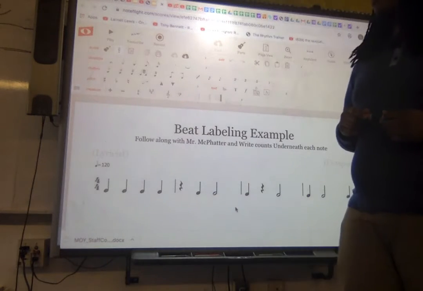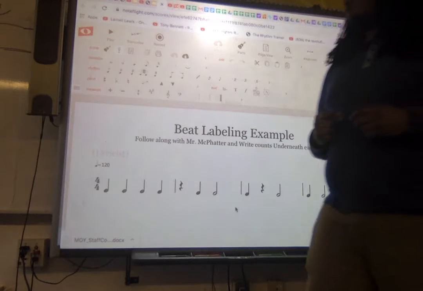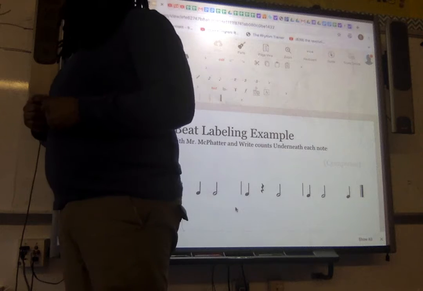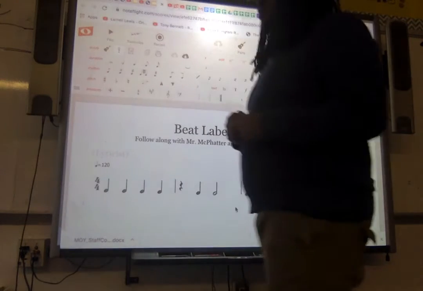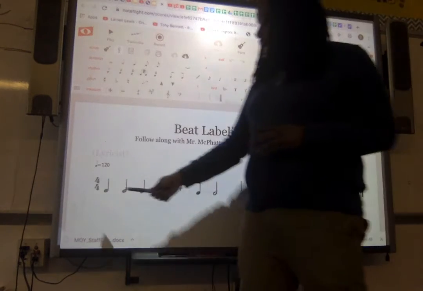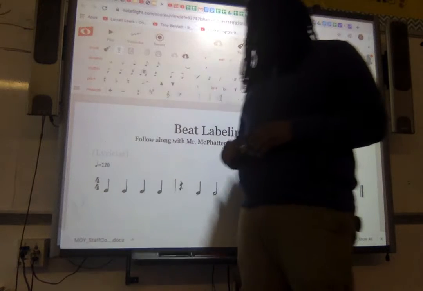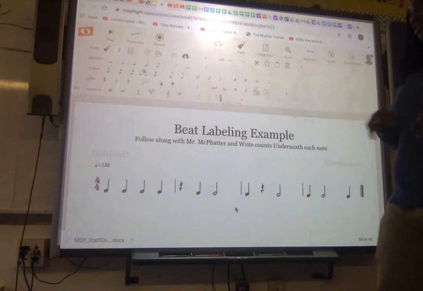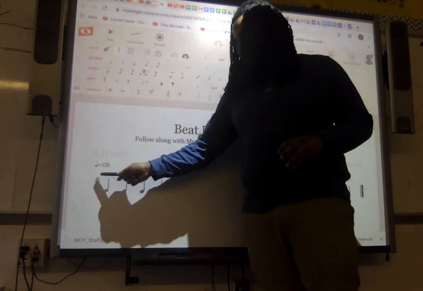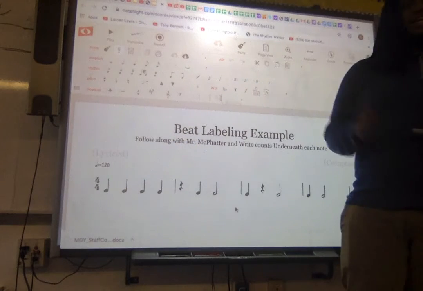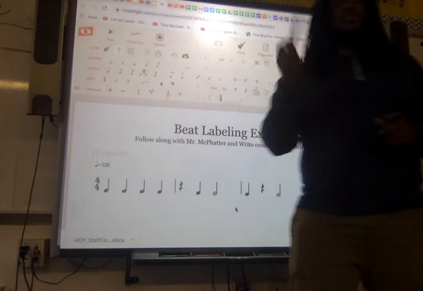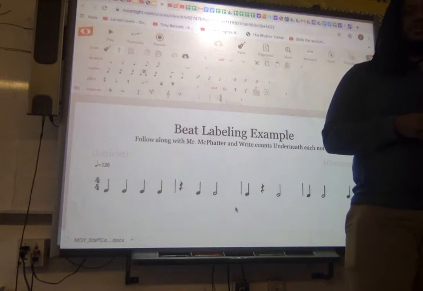All right, so our first step that you can see on the left side of the board is to label the beats at the top of the measure. Meaning we have to look at our time signature and put all the possible beats that can fit in this measure. So if we look at that top number, what is the most beats that we can fit in this measure? I'll let you guys answer this question.